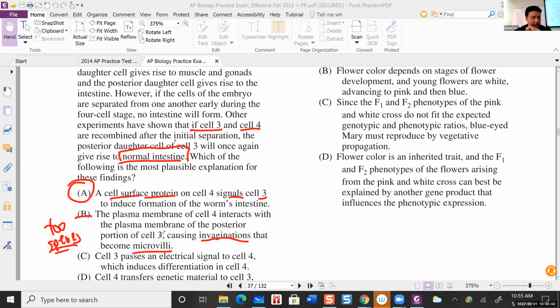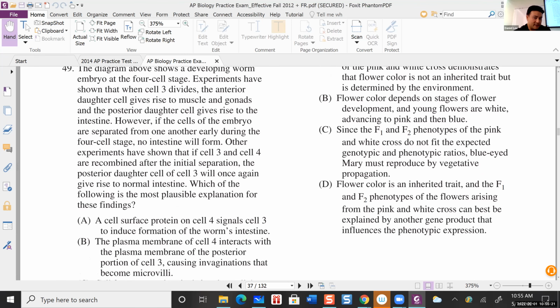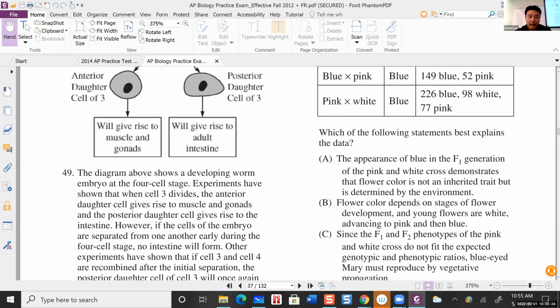When you are having such a specific answer, you have to look for clues whether there's warranty for such specificity. In this case, A is the best answer, yeah? It's general and is answering the question. All we know is normal intestine. So we don't know what part of the intestine. So microvilli will be super specific. Yeah. Okay. That was that one.